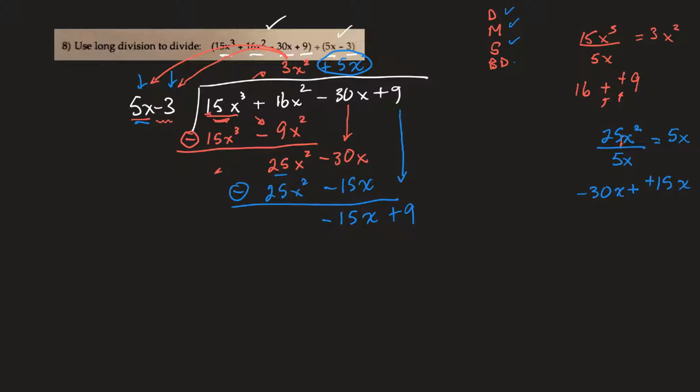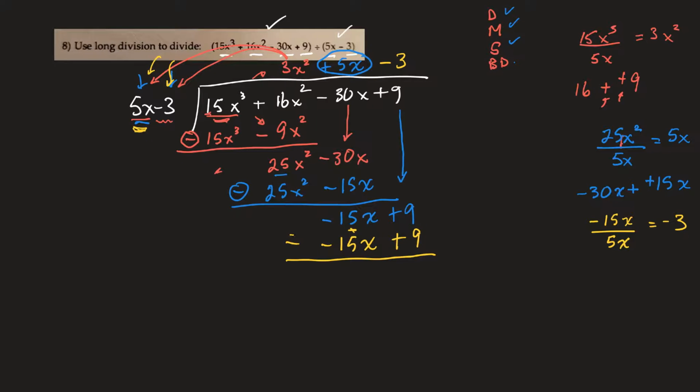Okay, now I'm going to divide again. Let's use a different color. Let's go with yellow. So I'm going to divide this into this. So I'll just do it over here on the side. Negative 15x, I'm dividing that by 5x. Okay, when I divide that, I think that just comes out to a plain negative 3. So up here, I'll put a negative 3. Now I'm going to multiply it again by both of these over here. Negative 3 times 5x is a negative 15x. Negative 3 times negative 3 is a positive 9.